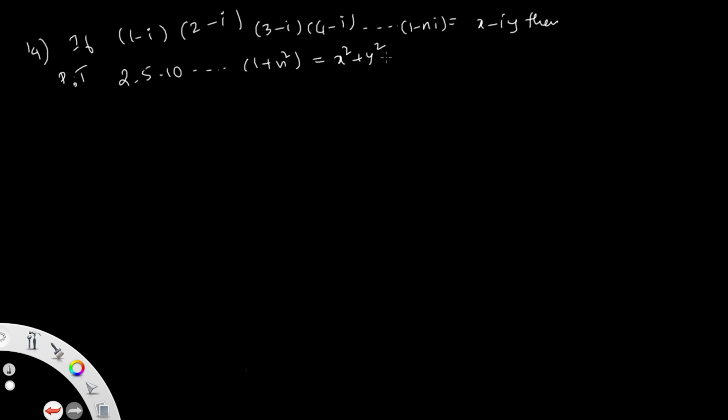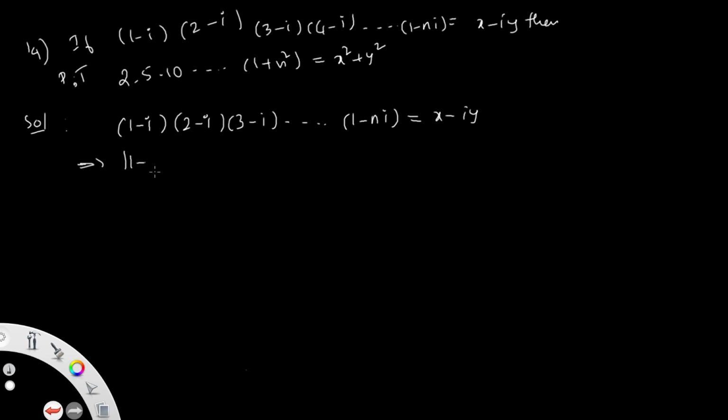So taking this in terms of modulus, the numbers are in the form of real numbers. The question is given that if the relation is (1 minus i)(2 minus i)(3 minus i) and so on (1 minus ni) equals x minus iy. To show that the terms are real numbers, that's why we have taken the modulus. I am taking modulus on both sides, that is modulus of 1 minus i, modulus of 2 minus i, modulus of 3 minus i, and so on, up to modulus of 1 minus ni, which equals modulus of x minus iy.